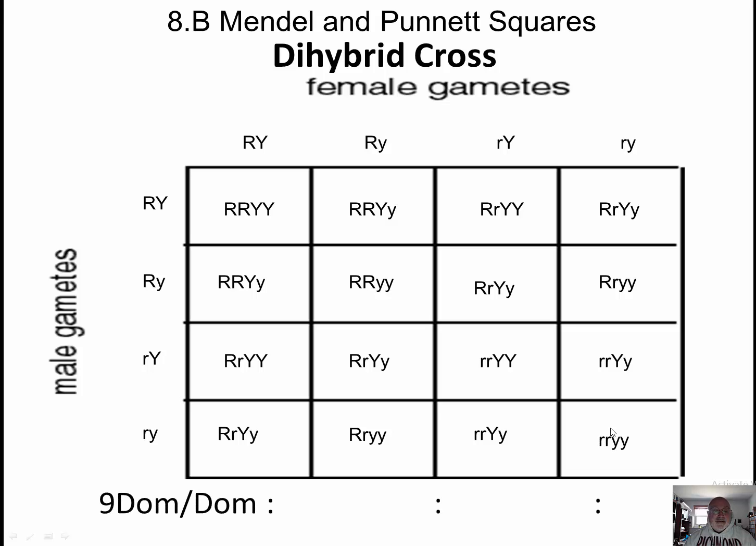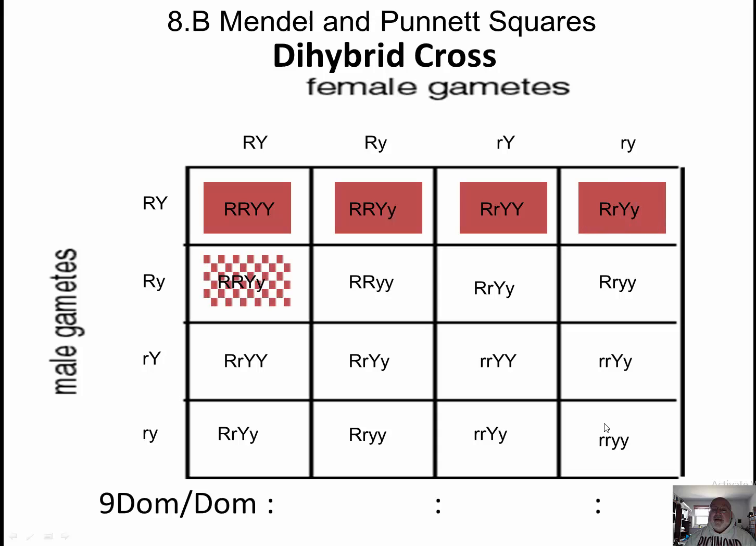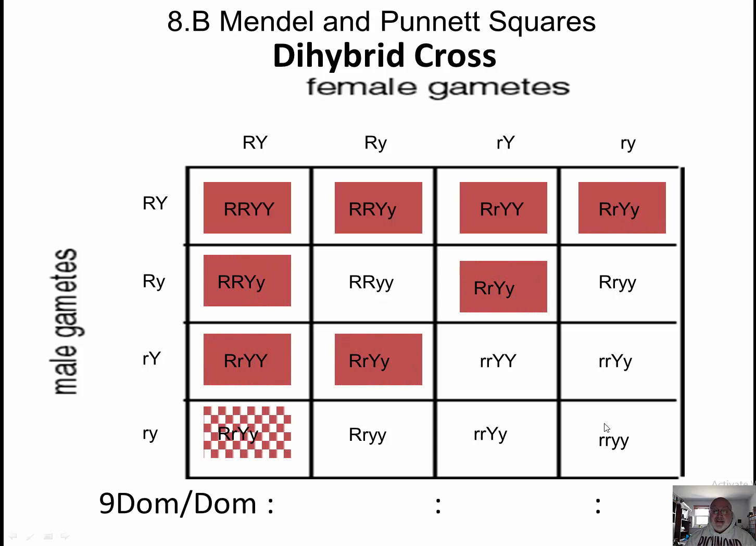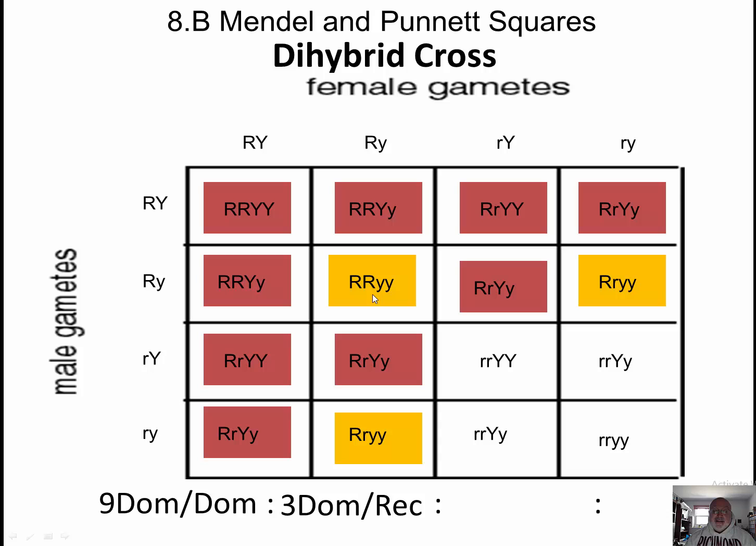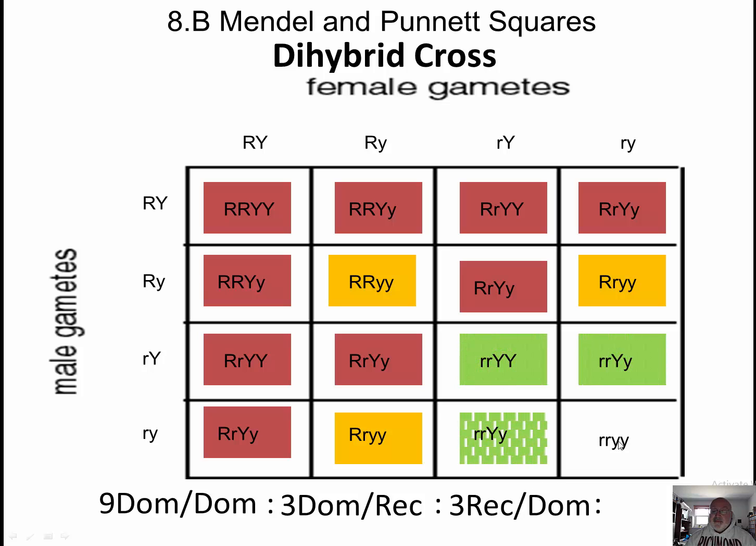So how do we set it up? We have 9 dominant dominants. Do you see them? It's one there, there, there, there, there, there, there, there. 9. And then we have 3 dominant recessive. Do you see them? There and there and there. And then we have recessive dominant. We have 3 of those. And then we have 1 recessive recessive.